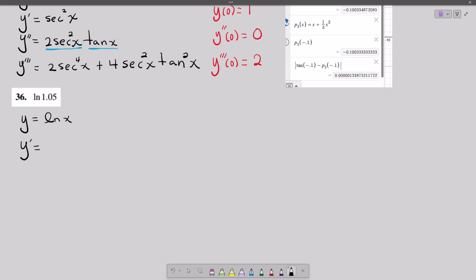Has anyone got their polynomial yet? Close. Maybe. I'll start taking derivatives. It's going to take a minute to take all these derivatives.